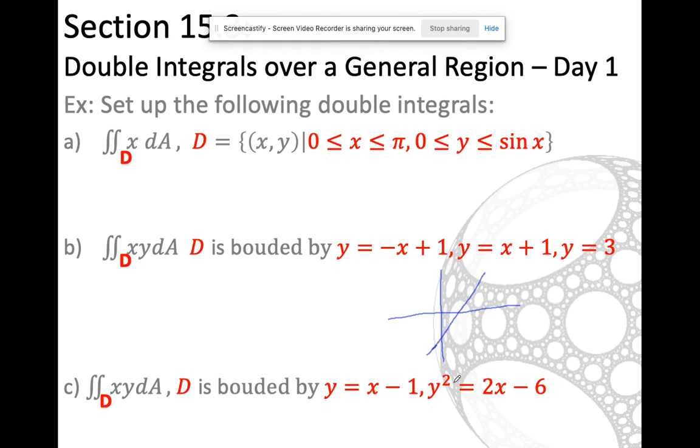Maybe you don't know what this looks like. Maybe you do. But think of it. What would it be if you had x is equal to y squared stuff? If I had x by itself, maybe you'd recognize that. It's a sideways parabola. It opens to the right because the coefficient on the y squared is positive. And what if I put 0 in here for y? What would x be? 6 divided by 2, or 3. So it kind of looks like this.